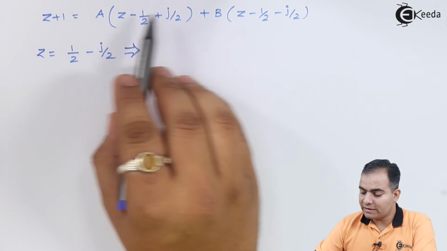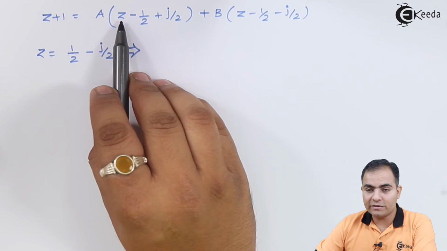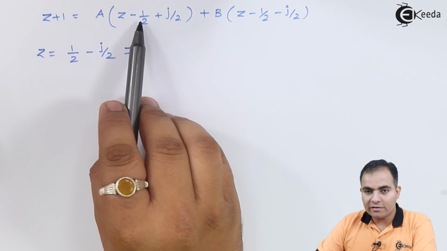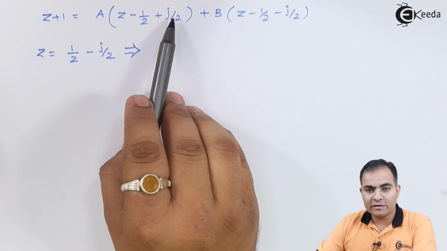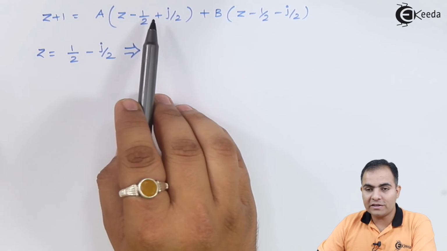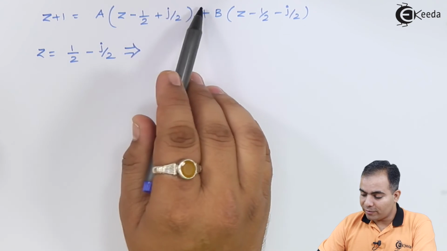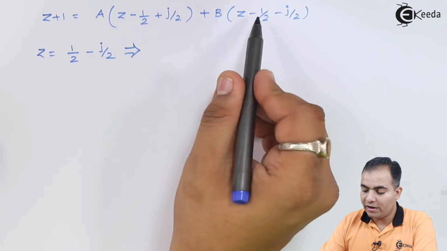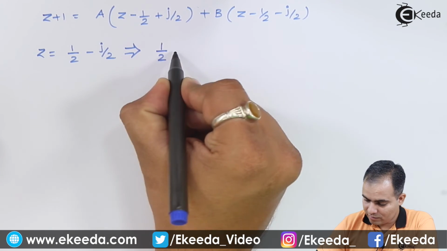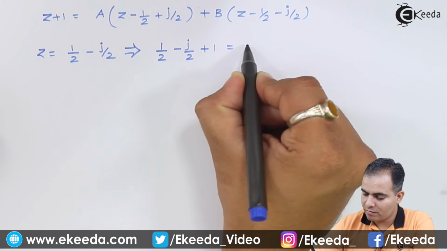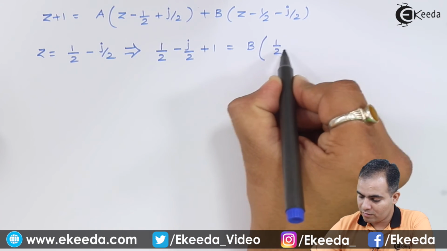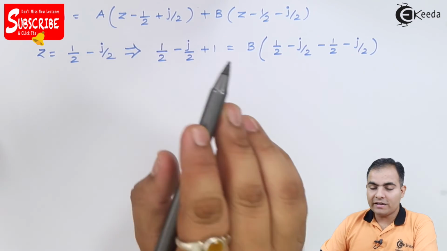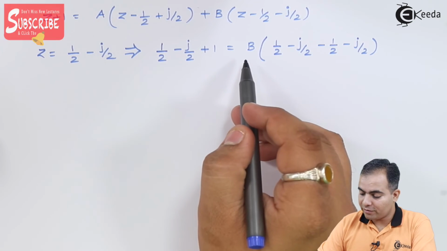Now look here, all the z will be replaced by plus half minus j by 2, but look at this bracket. If I replace this z by plus half minus j by 2, then half minus half, answer is 0, minus j by 2 plus j by 2, answer is 0. So the whole bracket is replaced by 0, and 0 into A is 0. So I'm going to replace this whole term by 0. Now I'll substitute the z value over here and here. As the A term is replaced by 0, that's why I have not written it here.